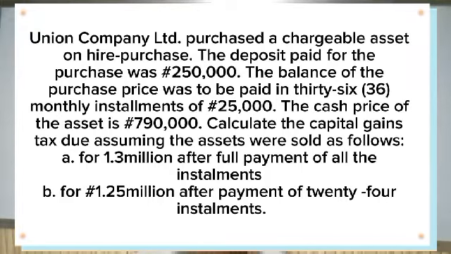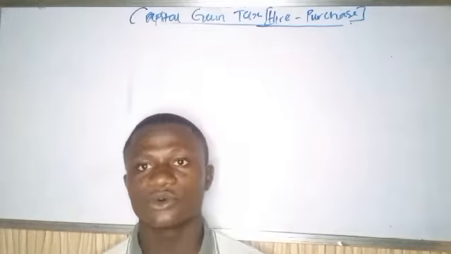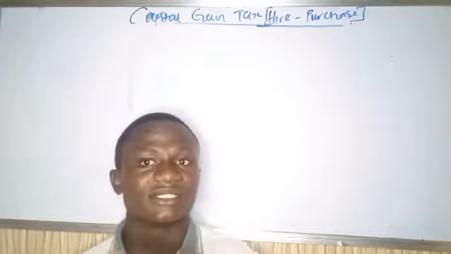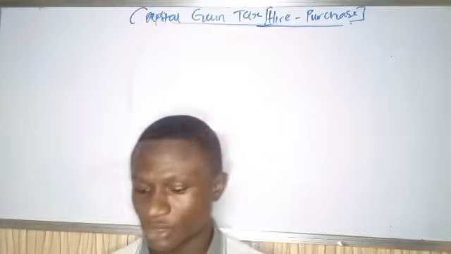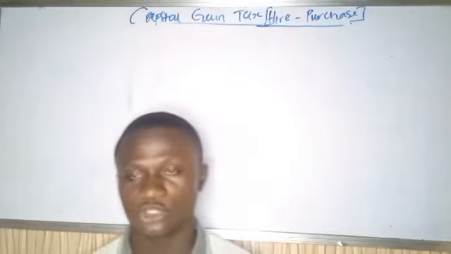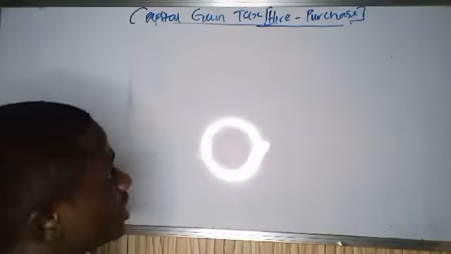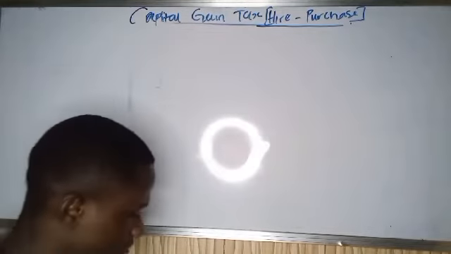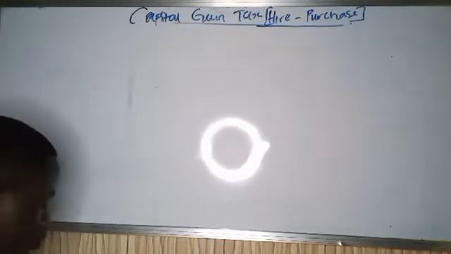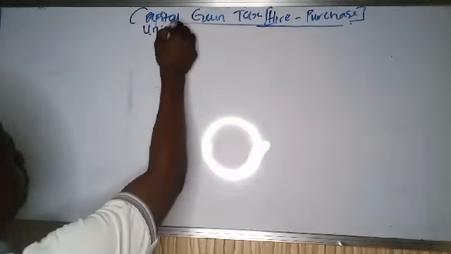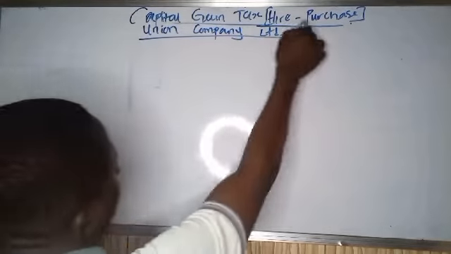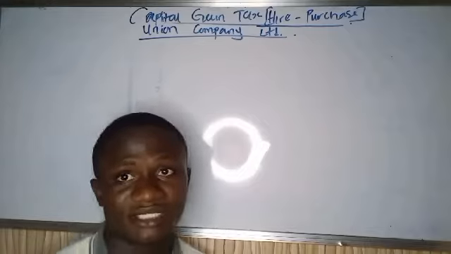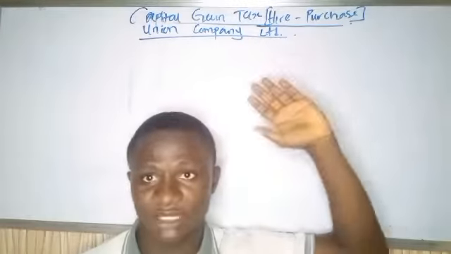Now from this question, we are asked two questions. The first one is, if the asset was sold for 1.3 million naira and he has completed all his payment, and if it was sold for 1.250 million naira and he has only paid 24 instalments. So now let's take this question. I'm going to break it down so that you understand it perfectly. The name of the company involved is Union Company Limited. Now, the computation of the capital gain tax.